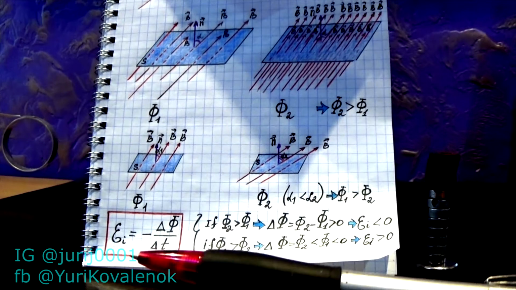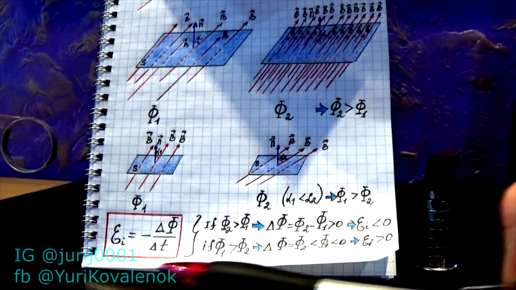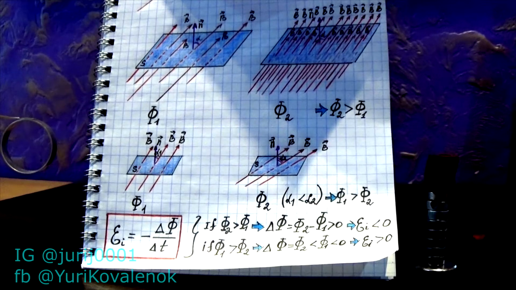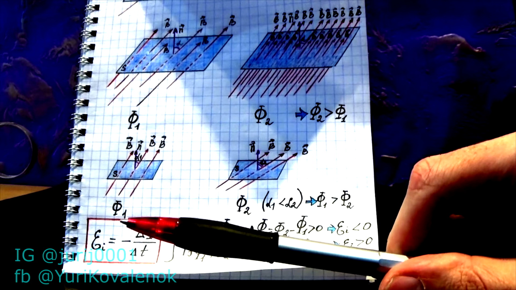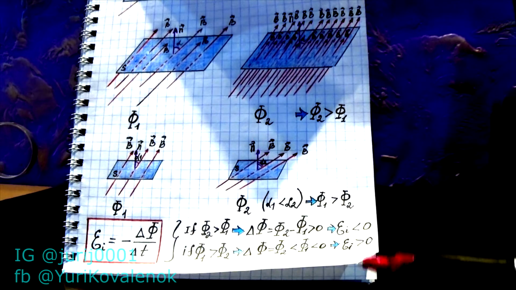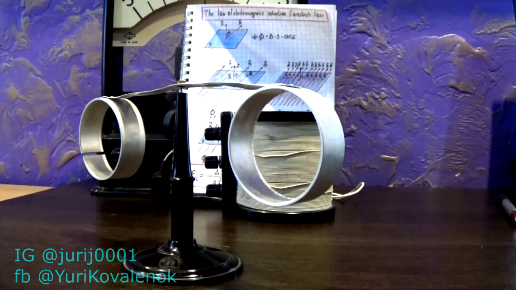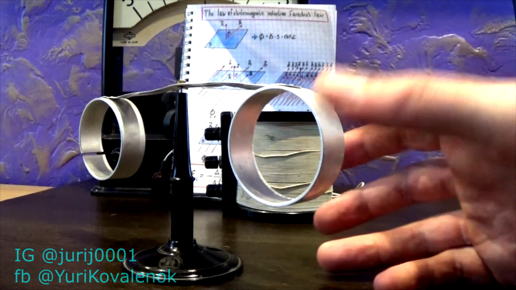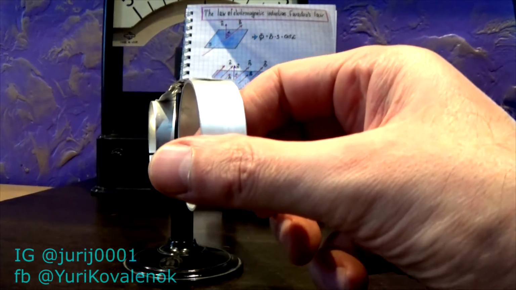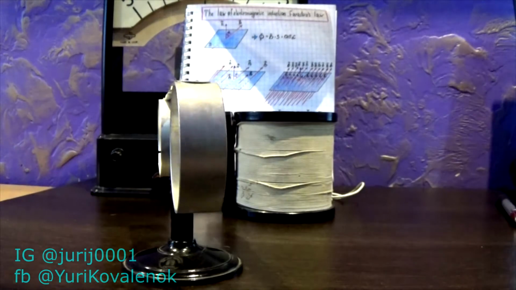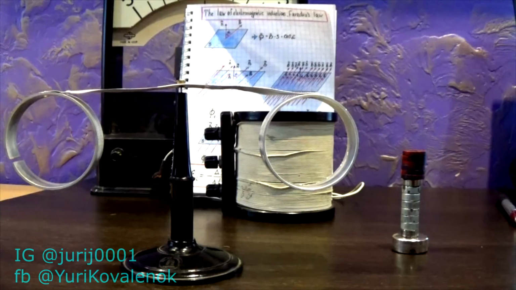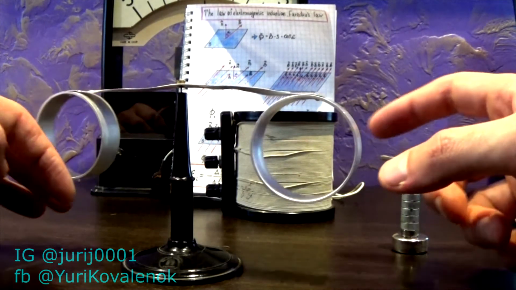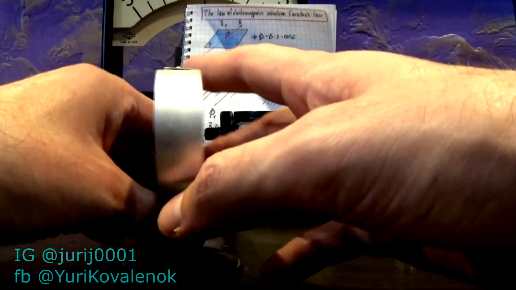It remains to be seen what the meaning of the minus sign in Faraday's law is. The minus sign is the Lenz rule, which is a consequence of the law of conservation of energy for electromagnetic phenomena. If you lower the magnet into a closed conducting ring, it will behave like this. If you take the magnet out of the ring, it will look different.